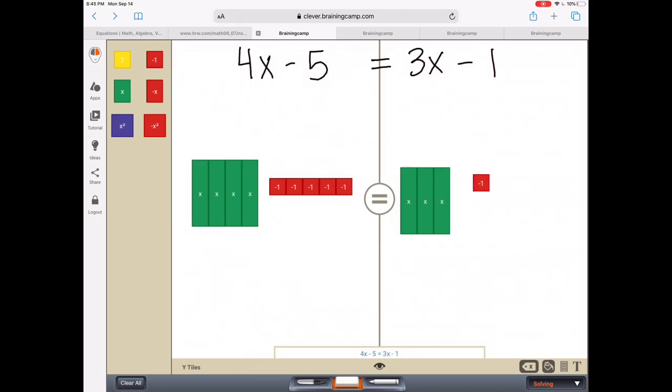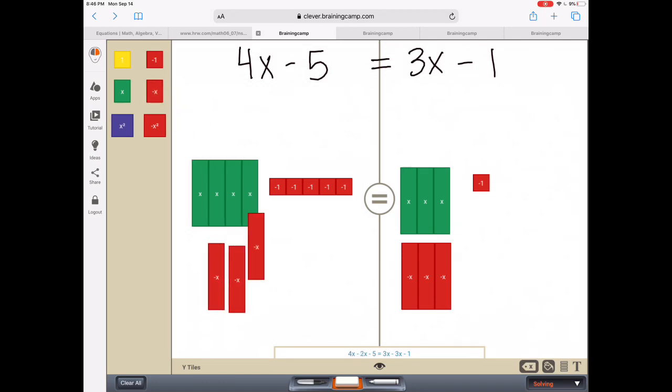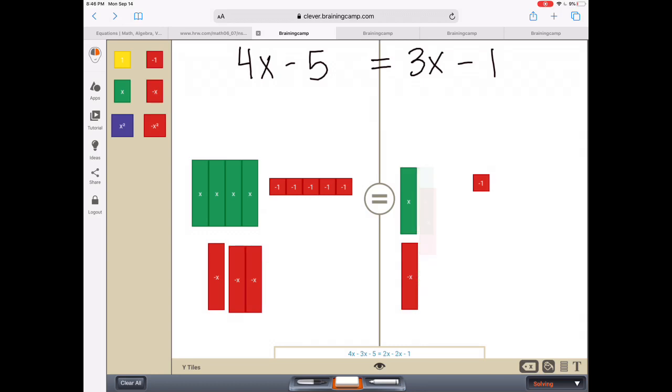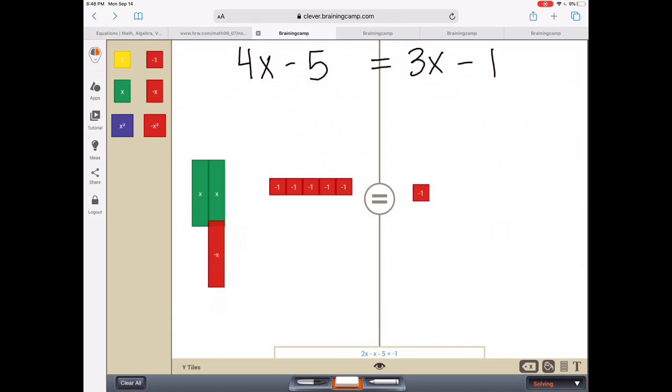Okay, now again, I want to get all my x's on one side and all my constants on another. So right now, I'm looking at 4x and 3x, and since 3x is smaller, I'm going to subtract that from the right side first. In order to subtract it, I'm going to minus 3. So that's why I'm adding these -3 tiles. And if I do it to one side, I'm going to need to add them to the other side as well. Okay, once I've added them to both sides, then I can create the 0 pairs. All right, so I'm left with -1 on this side, and I'm going to create the 0 pairs here.